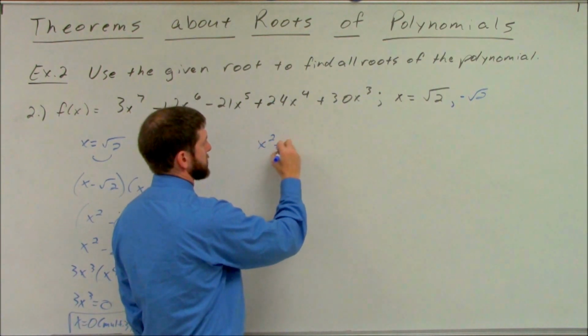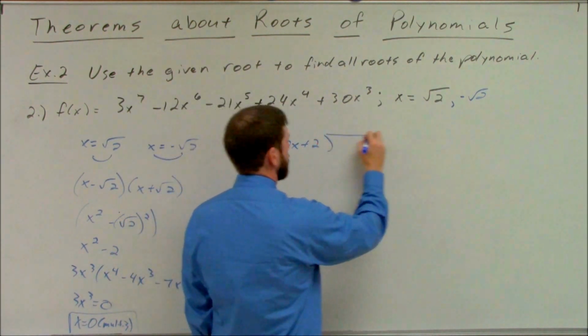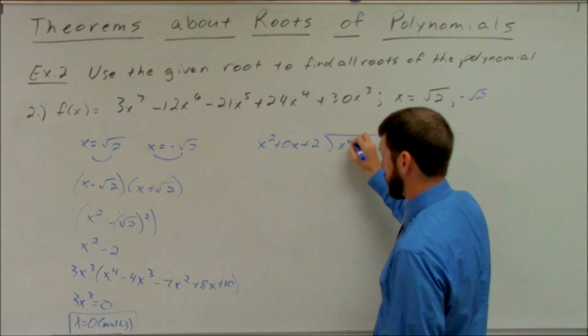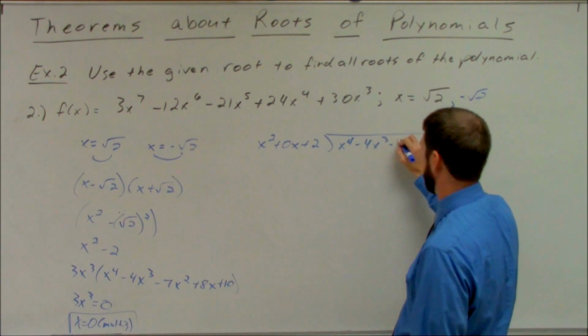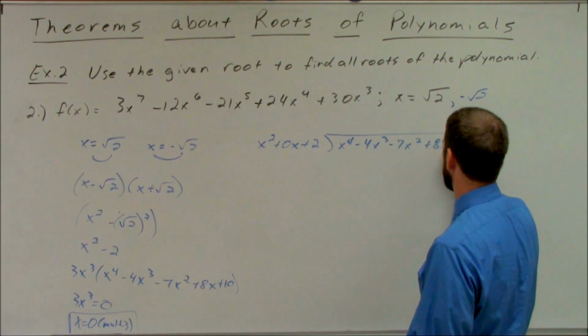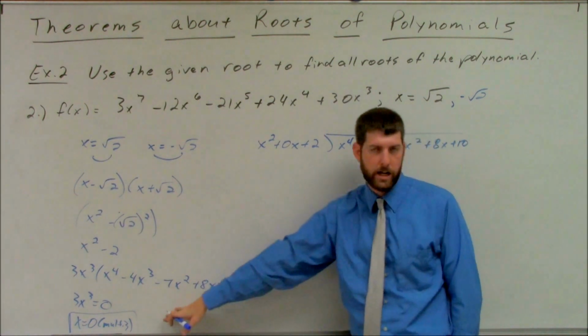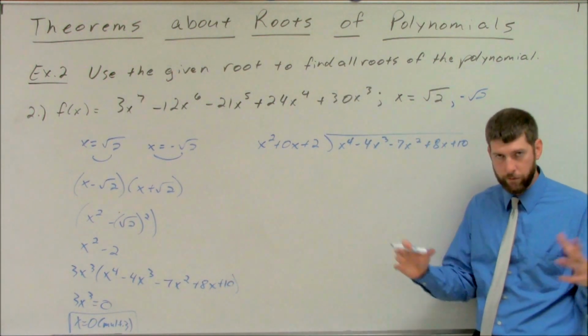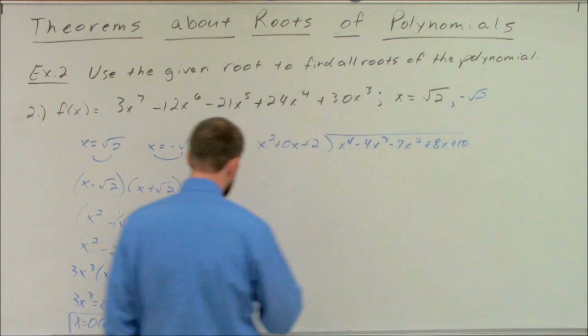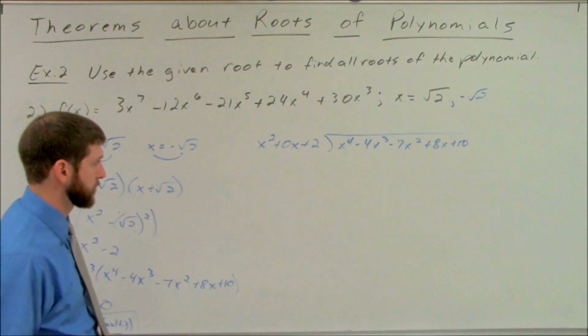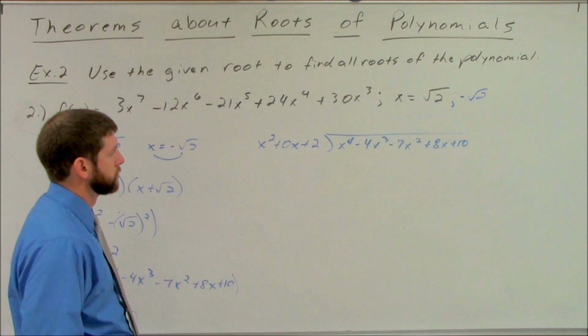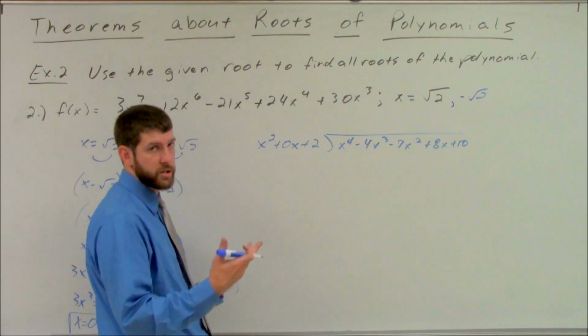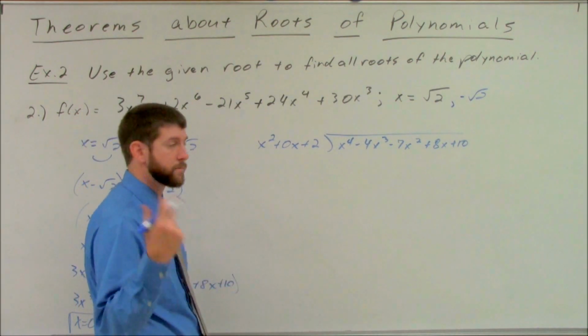So x squared plus 0x plus 2, we're going to divide that into x to the 4th minus 4x cubed minus 7x squared plus 8x plus 10. If you didn't recognize the common factor here, you could do it on the next step, when you actually go through your factoring step. But the sooner you realize common factors, the easier life gets. So we go through our division steps. First divided by first, multiply, subtract, repeat.